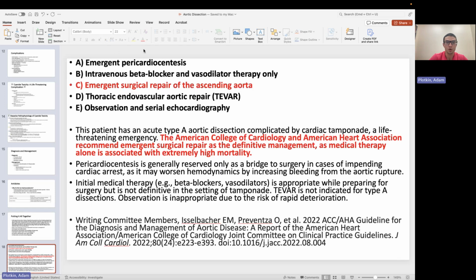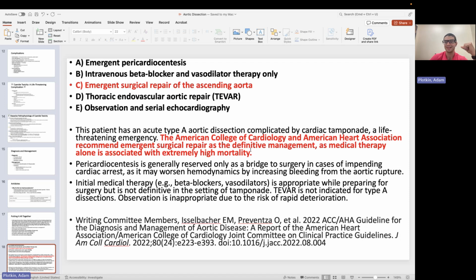Now, emergent pericardiocentesis may seem like an intriguing option. But the ACC and the AHA say for aortic dissection that has now caused cardiac tamponade, we go right to surgery, okay?